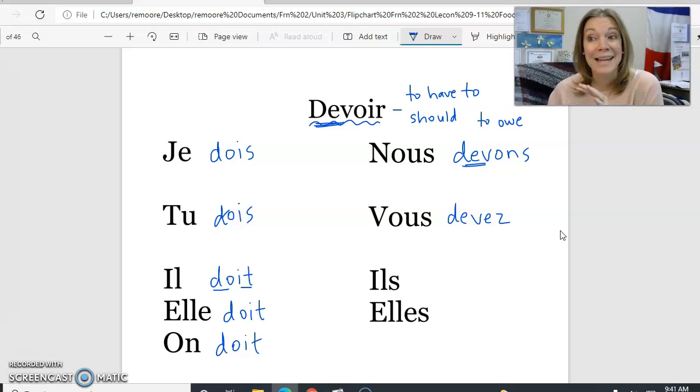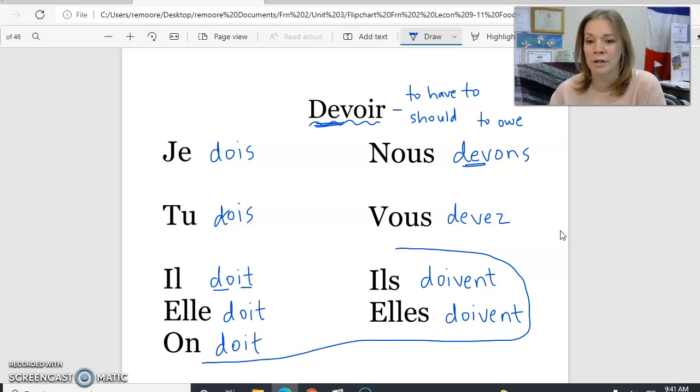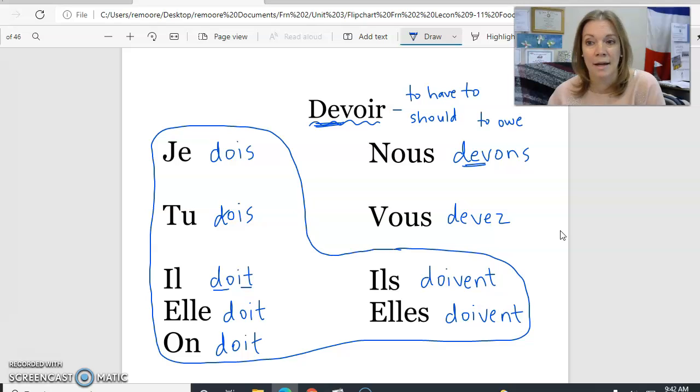And then il and elle, they're going to look just like these friends over here. Ils doivent, E-N-T, et elles doivent, E-N-T. Here is our beautiful shoe verb, circling the verbs that have the same stem. Nous and vous tie back to the infinitive. Just do it.